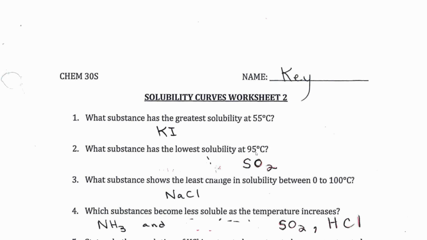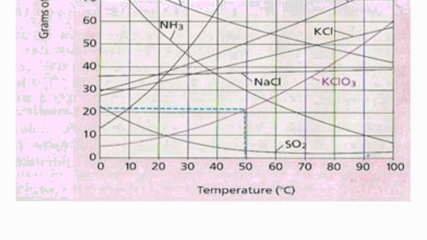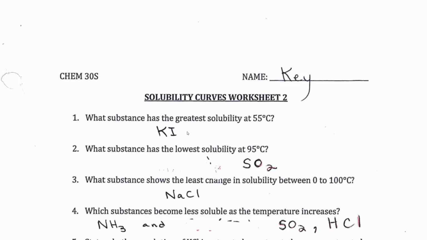Which substance has the lowest solubility at 95 degrees Celsius? So let's go back to our curves, and let's find 95. So that's going to be in between here. And we're just going to simply find the line that's the lowest on the graph. So that would be the curve for sulfur dioxide. So we can see it's the lowest curve on the graph, so it has the lowest solubility. And we know that because it's the least number of grams able to dissolve in 100 grams of water. Okay, so our answer for 2 would be sulfur dioxide.